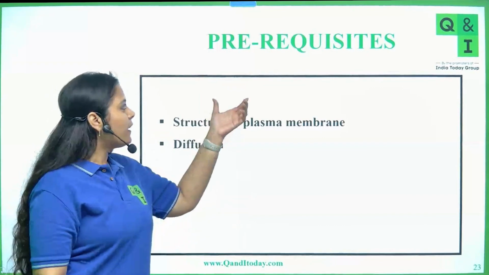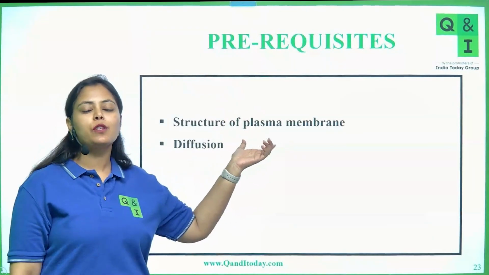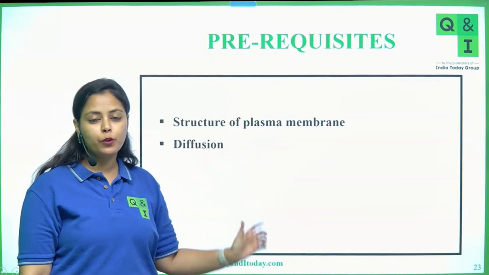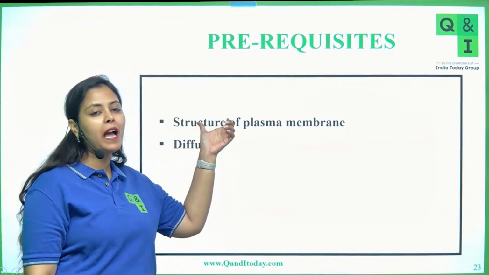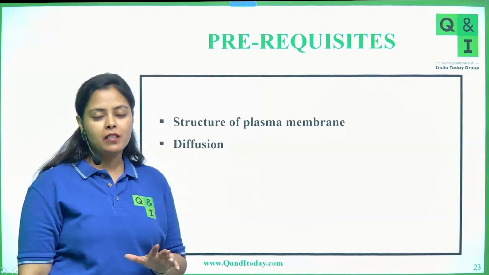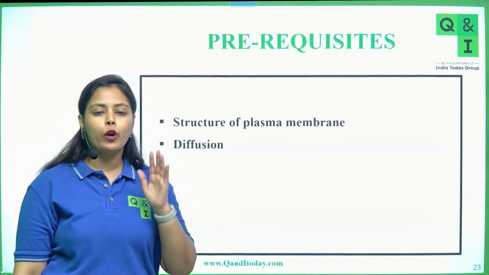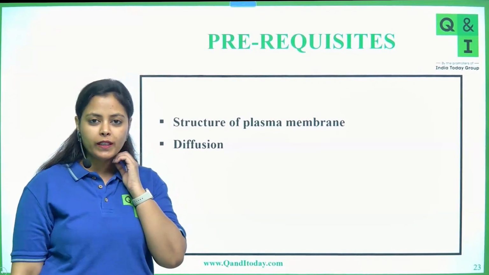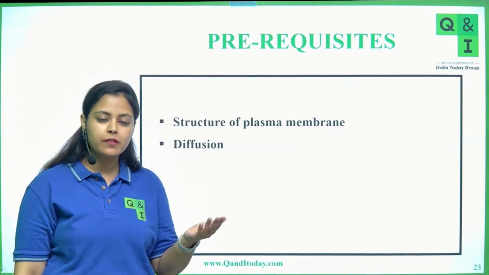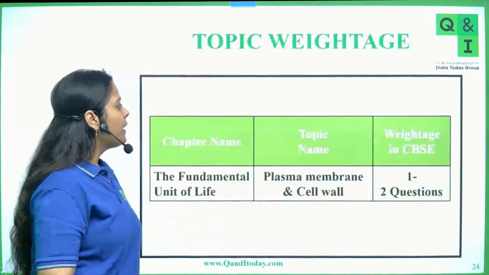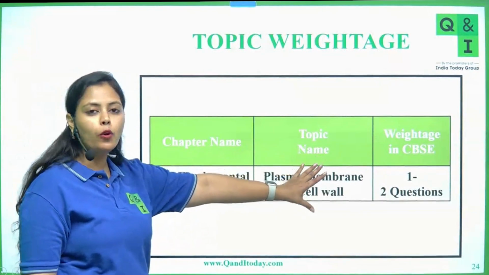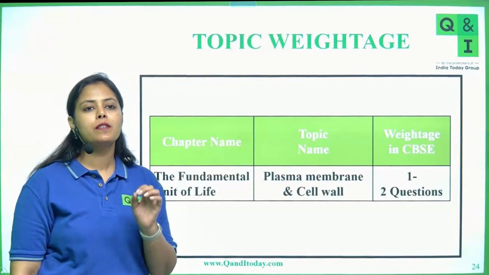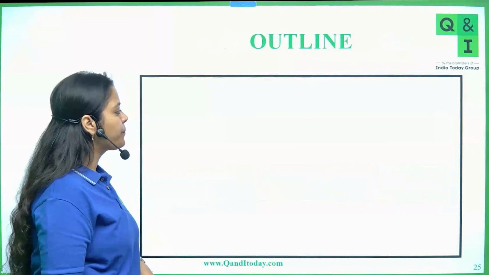So yes, the prerequisites for this class are the structure of plasma membrane and diffusion. In the previous class, we already covered diffusion and the basic structure of plasma membrane. Even if you have joined us today, do not worry, because we would be revising the structure again in today's class. Today we are going to cover the rest of the portion, and we have already discussed that 1 or 2 questions are asked from this particular topic.